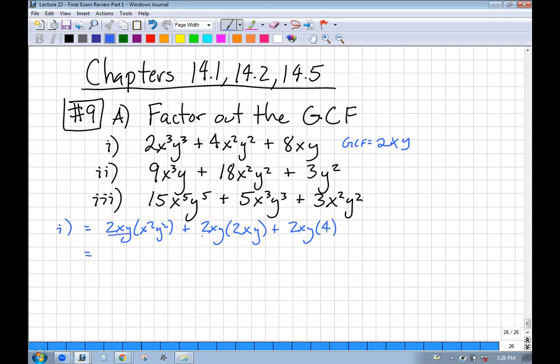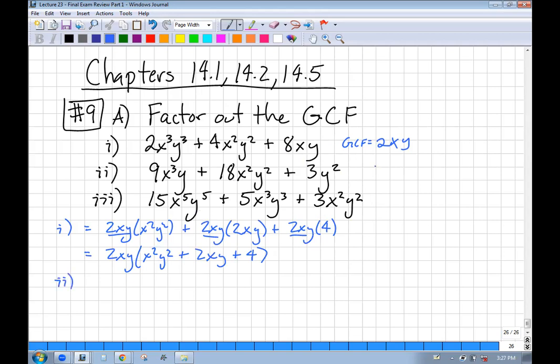So since everything has the GCF, I got x squared, y squared, and I need the 2xy here, and then the 4. So that's how you would show your work. Most of y'all could probably just write this down, but this is the step that you would want to show your work, basically.